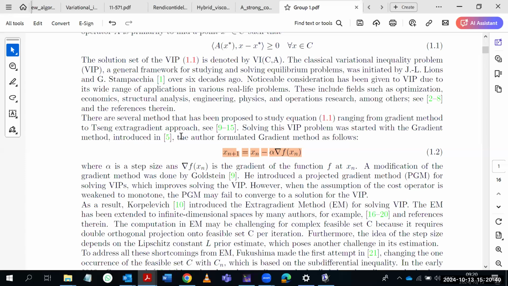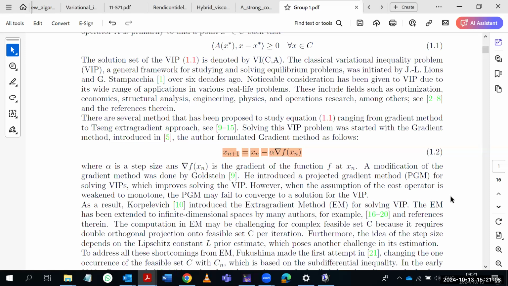You see, the next sentence says a modification of the gradient method was done by Goldstein. It should have been: where he introduced a projected gradient method for solving VIPs. Do you understand? So maybe: a modification of this was done by Goldstein [9], where he introduced a projected gradient method for solving VIPs.